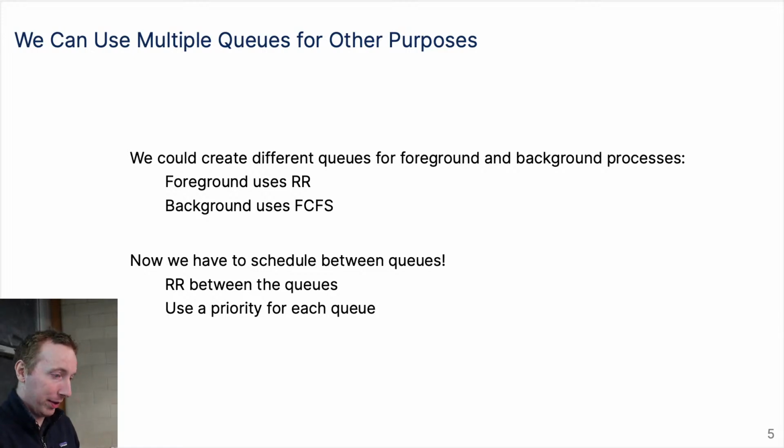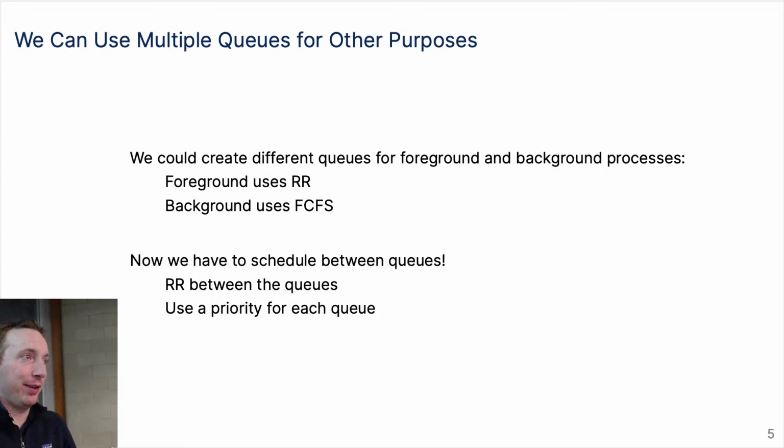Also, you might be able to use multiple different queues. If you have foreground processes and background processes, you could treat them differently and use two different scheduling algorithms. You could round robin the foreground processes because you care about interactivity and being fair and having a low response time. And then for all the background processes, you could just use first come, first serve if you just want to complete them as fast as possible, and you can't predict which is the shortest job to run first.